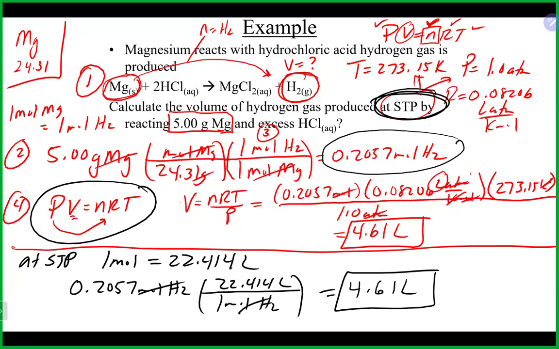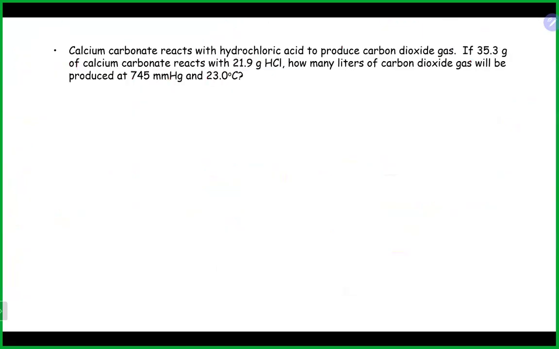All right, so let's take a look at one last little stoichiometry problem here and see what we got going on. All right, so we got calcium carbonate reacts with hydrochloric acid to produce carbon dioxide gas. If we take 35.3 grams of calcium carbonate and react it with 21.9 grams of HCl, we're looking for how many liters of carbon dioxide will be produced at 745 millimeters of mercury and 23 degrees Celsius.